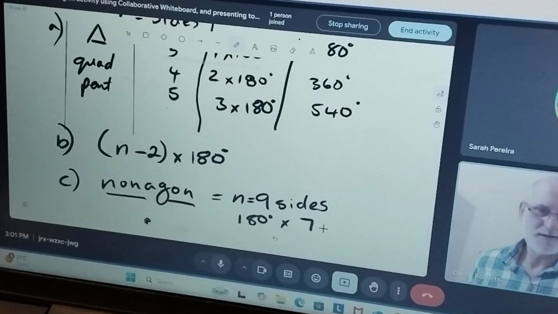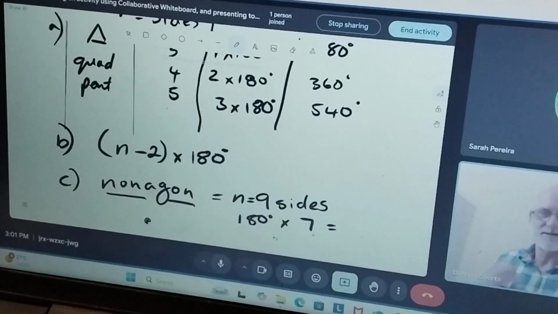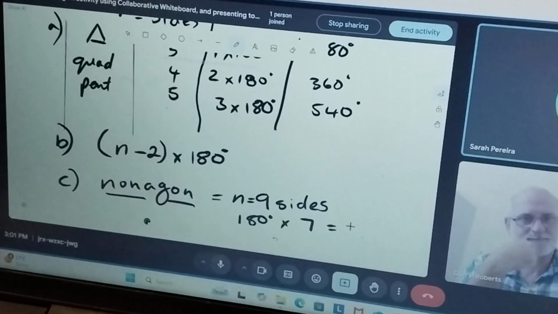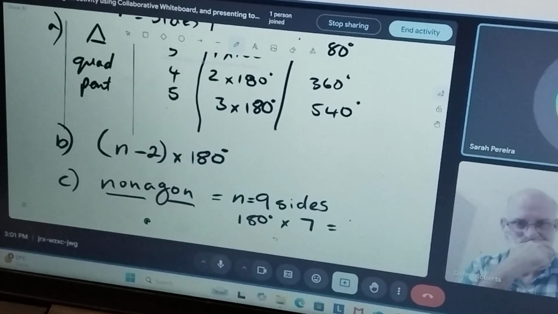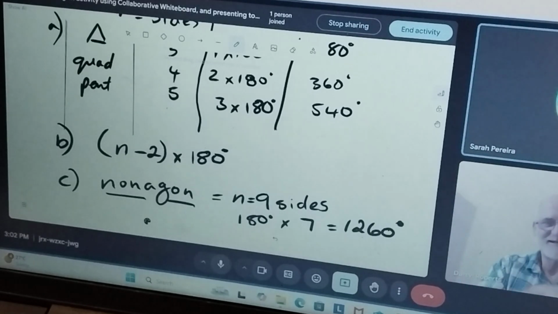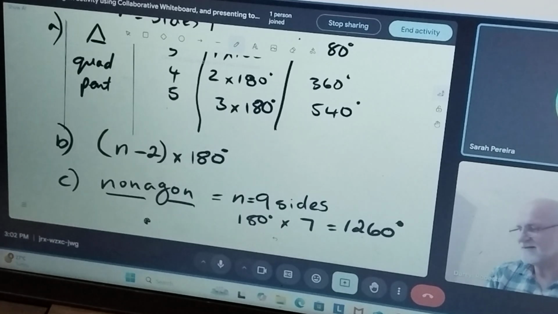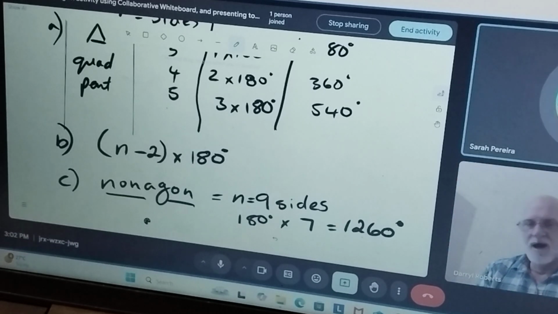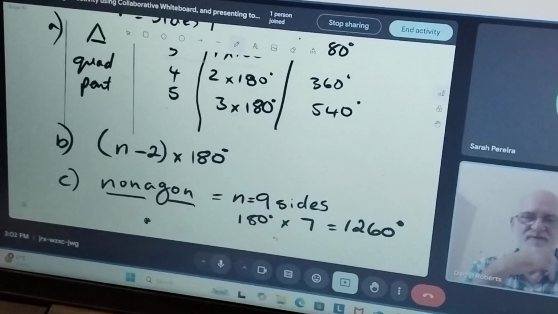7. Good. And that is 180 times 7. 1,260? There we go, 1,260. Easy, huh? Okay. And then divide it by 9. Yes, if they want each individual angle, but they don't. I know, but I'm just making sure every time. Yeah, so then you divide.